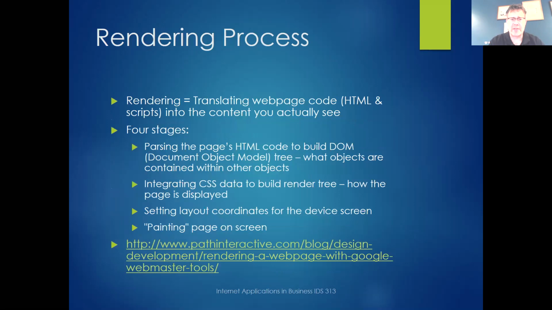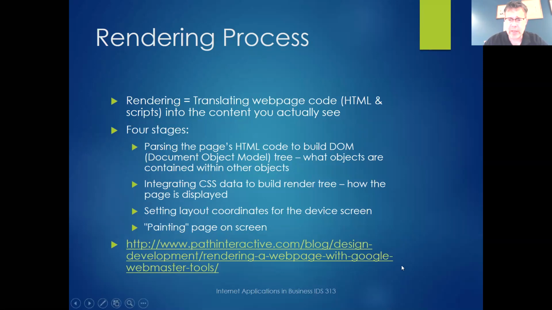So the rendering process is essentially translating the web page code, HTML and any scripts, into the content you actually see. Scripts are the active code on a web page. There are four main stages to that. The first one is building the document object model tree. So essentially that means what objects are contained within what other objects.